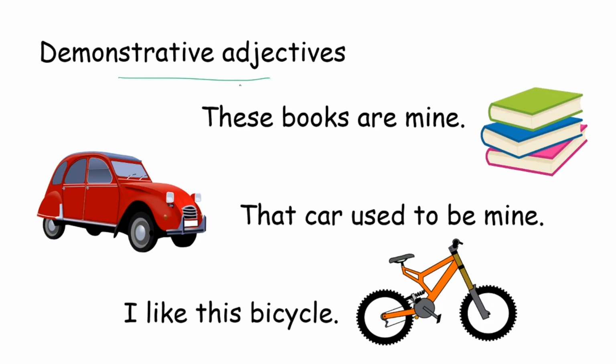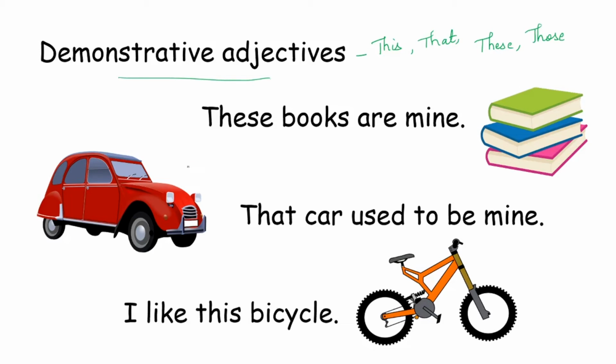Demonstrative adjectives. Demonstrative adjectives are used for pointing out nouns or pronouns in a statement. The words that are used for pointing out are this, that, these, and those. So these are examples of demonstrative adjectives.